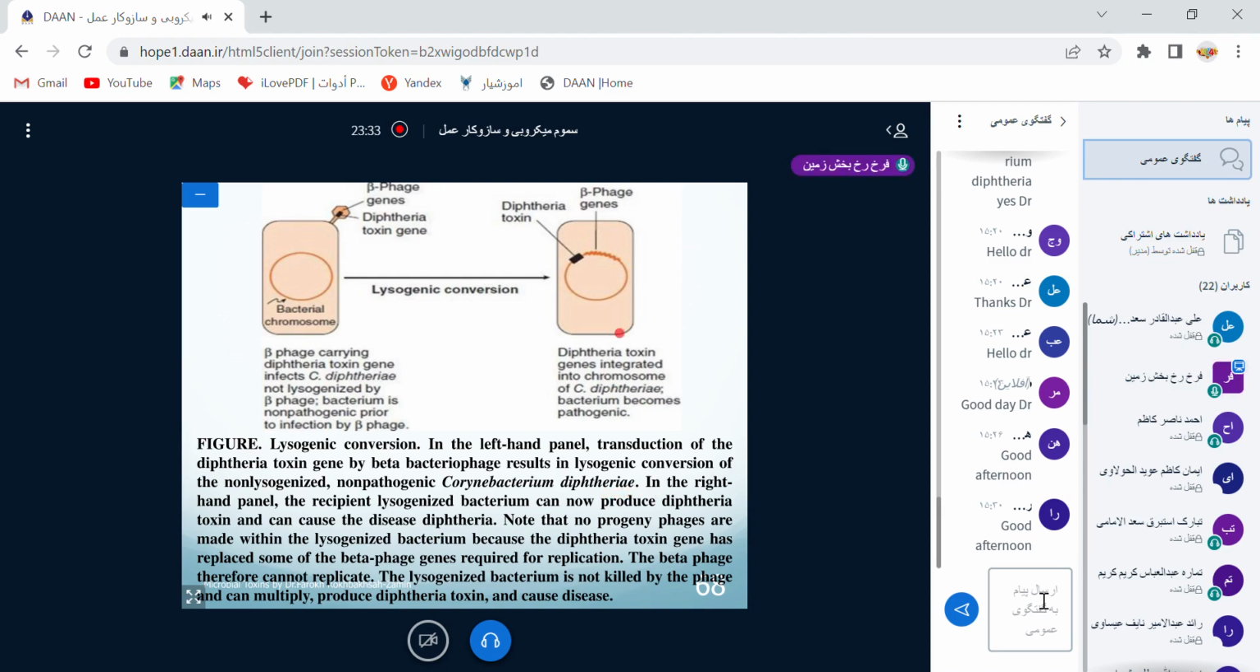In the right hand panel, the recipient lysogenized bacterium can now produce diphtheria toxin and can cause the disease diphtheria. Note that no progeny phages are made. There is not uncontrolled multiplication of virus.